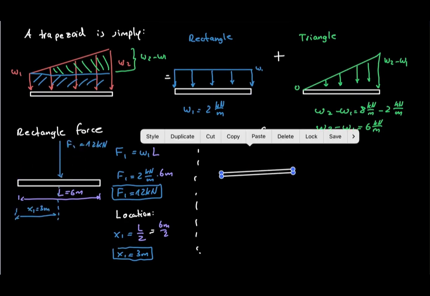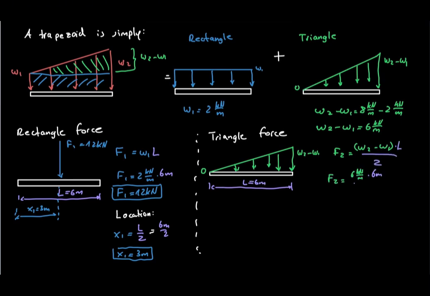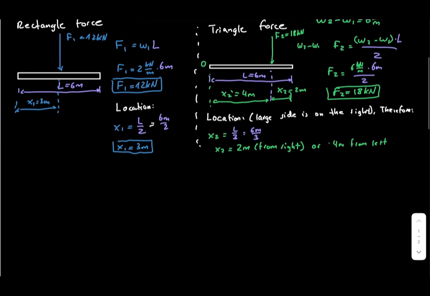Next, we calculate the force from the triangle. The equivalent force equals the area of the triangle. Therefore, the force is 1/2 times 6 times 6, which equals 18 kilonewtons. Since the larger side of the triangle is on the right, the force acts 1/3 of the length from the right side. This corresponds to 4 meters from the left side.